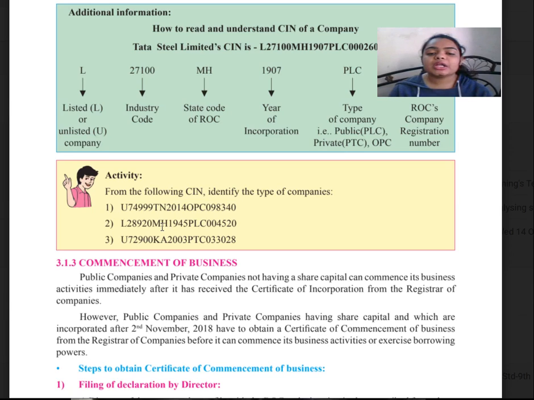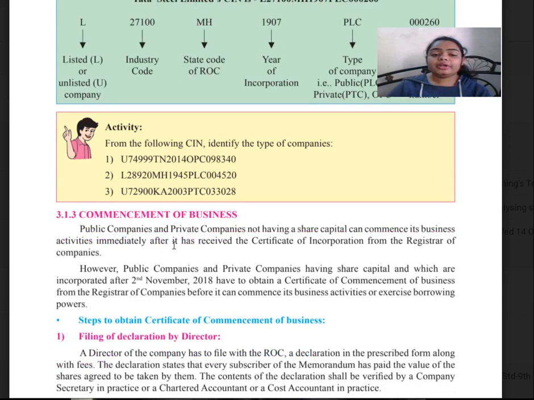It is in Maharashtra, and it is a PLC. PLC means a public limited company. Then the third one is an unlisted company which is situated in Karnataka, the state of incorporation. Then PTC, that is a private company, and it is formed in the year 2003. So this is how a CIN is given to different companies.